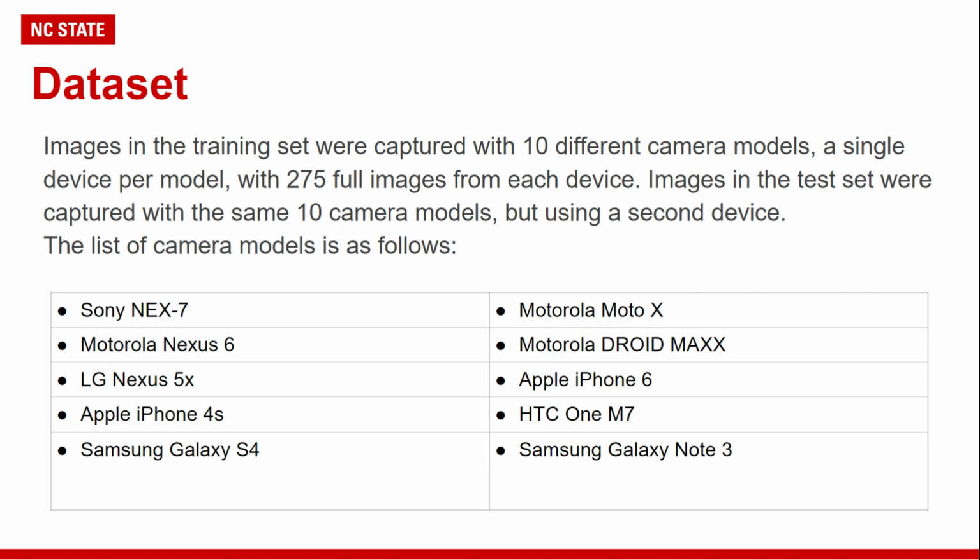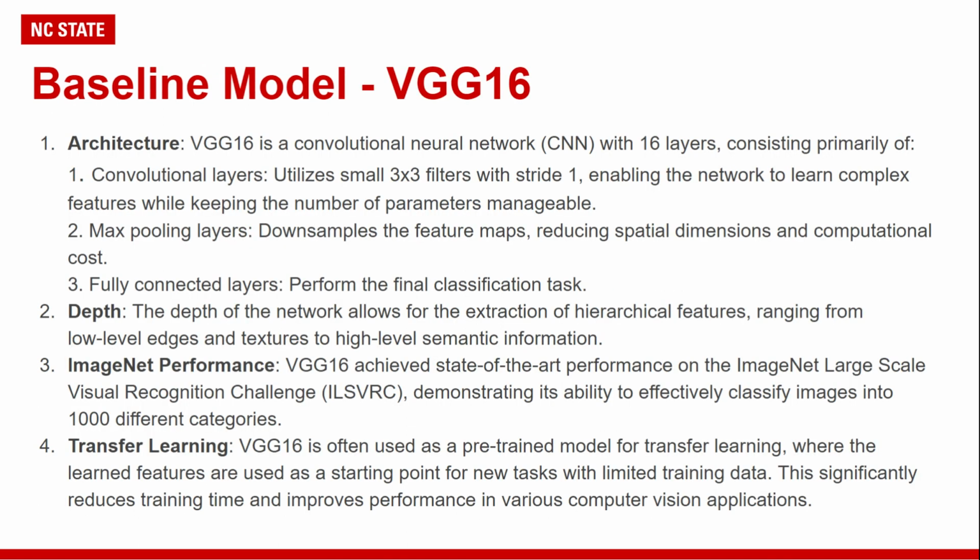The dataset consists of a folder structure in which we have 10 different folders, and each folder has 275 images per device. The test dataset also has a similar structure, in which we have images from the same 10 camera models but a different device. Here are some of the sample images.